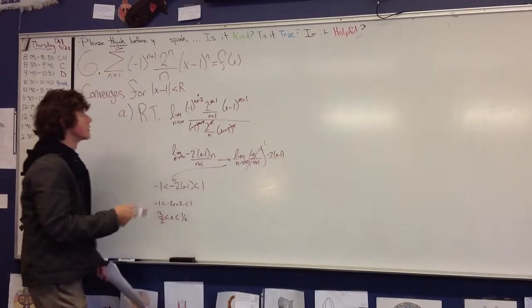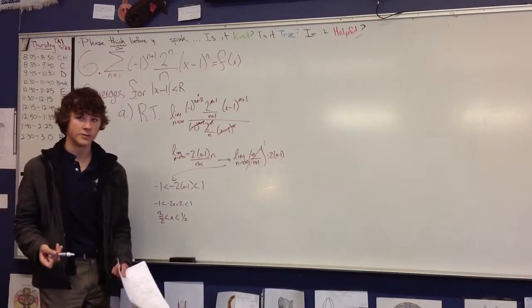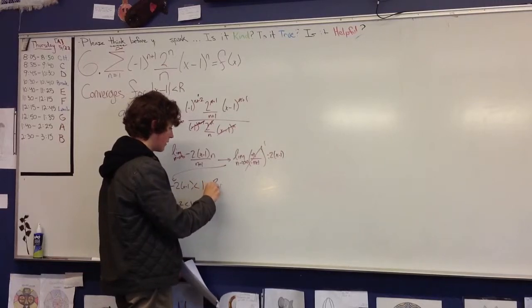So if x is centered around 1, then the radius of convergence is, of course, 1 half. So the answer to this question is r equals 1 half.